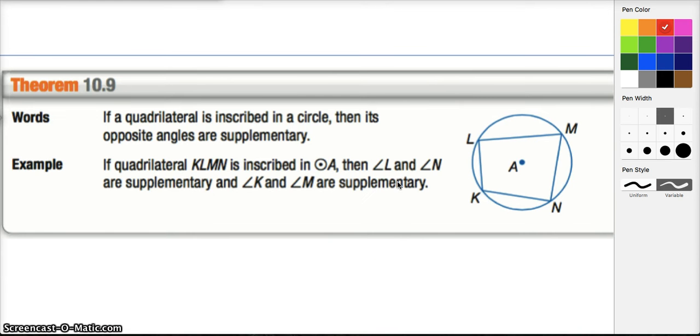So here we have this cool theorem that tells us if we have a quadrilateral that is inscribed within a circle, the opposite angles are going to be supplementary. If we don't remember what supplementary means, it means that those angles add up to 180 degrees. So this angle over here, angle L, will be supplementary, not equivalent, but supplementary to angle N. So these two added together would be 180, and these two added together are 180.